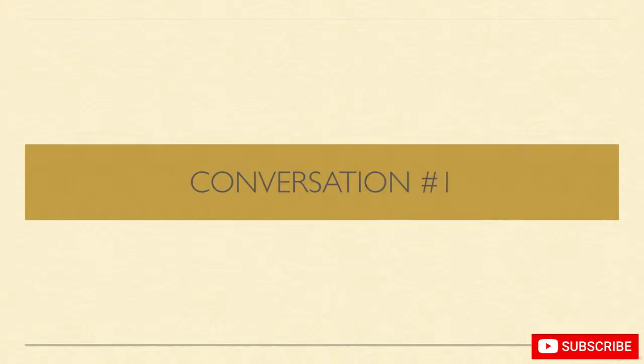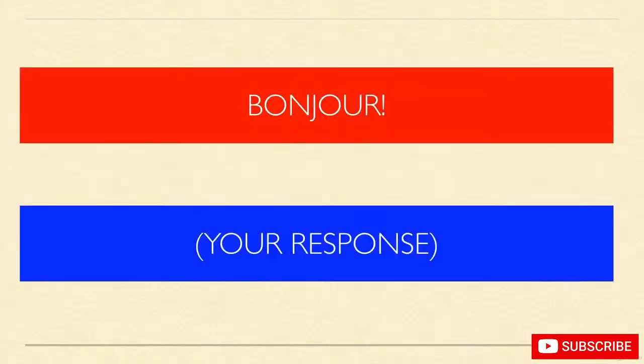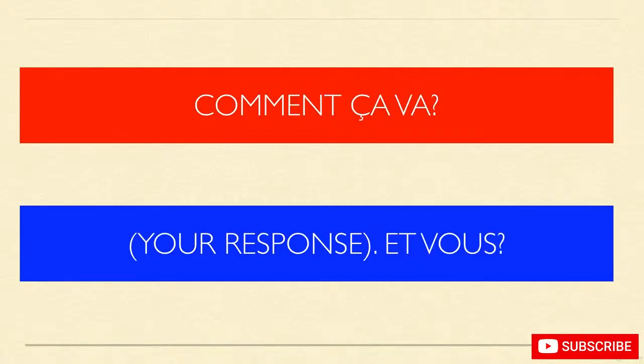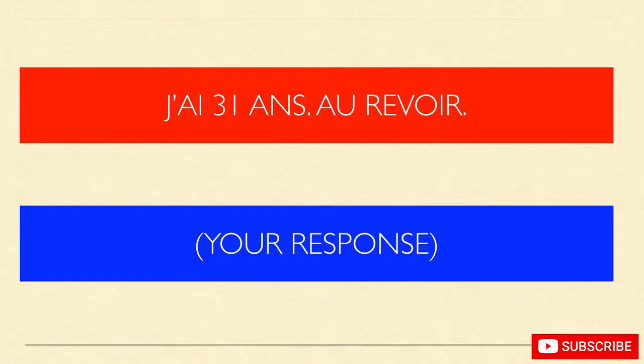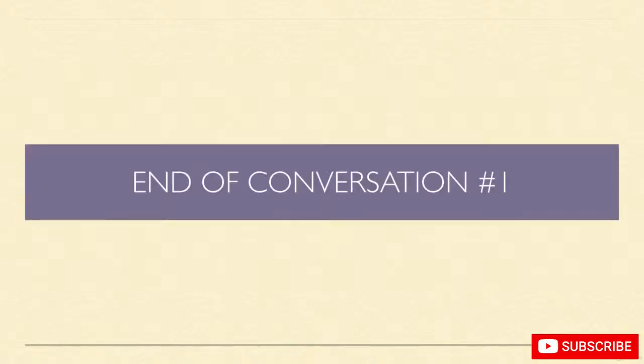So for example, with conversation 1, I will say bonjour. I will wait a couple of seconds for your response, which is the blue bar there. And then we'll proceed on to the next question, which is comment ça va? You would respond, and then you would also say et vous to sort of continue the conversation and reciprocate. So, and you, what do you think? That's sort of the translation. Then we would continue. Ça va bien, merci. Quel âge as-tu? And then you would respond, again say et vous, and then we would continue on until it ends. And then when the conversation ends, there will be a purple bar which says end of conversation 1. So let's go back.